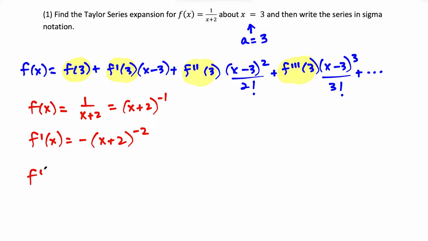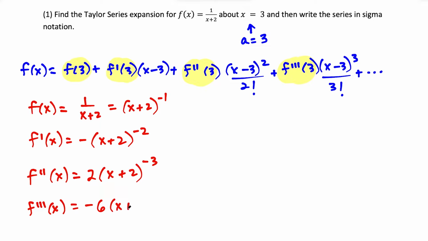Now we're going to take the second derivative. We're going to have negative 2 times the negative 1 in front, which gives us positive 2, and then x plus 2 to the negative 2 minus 1, which is negative 3. And then for the next step, we'll have f triple prime of x is equal to negative 3 times 2, which is negative 6, and then x plus 2 to the negative 3 minus 1, which is negative 4.